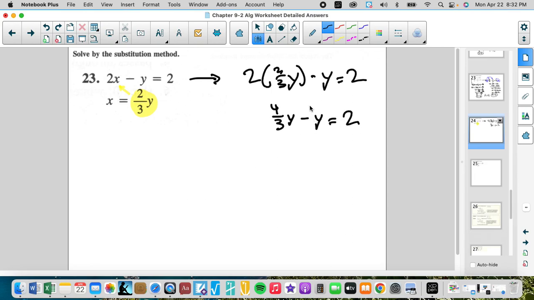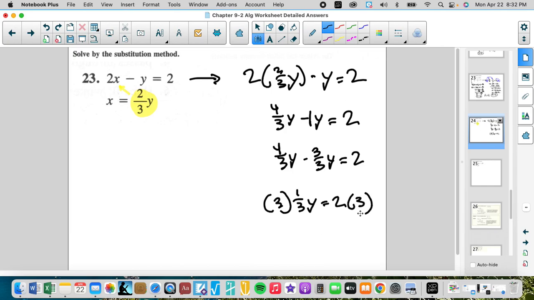Let's write this in thirds. This is negative 1. So we'll write 4/3 y minus 3/3 y equals 2. Negative 1 is equivalent to negative 3/3. Now we have like denominators. We're going to combine their numerators. We get 1/3 y equals 2. Multiplied by the reciprocal, y equals 6.